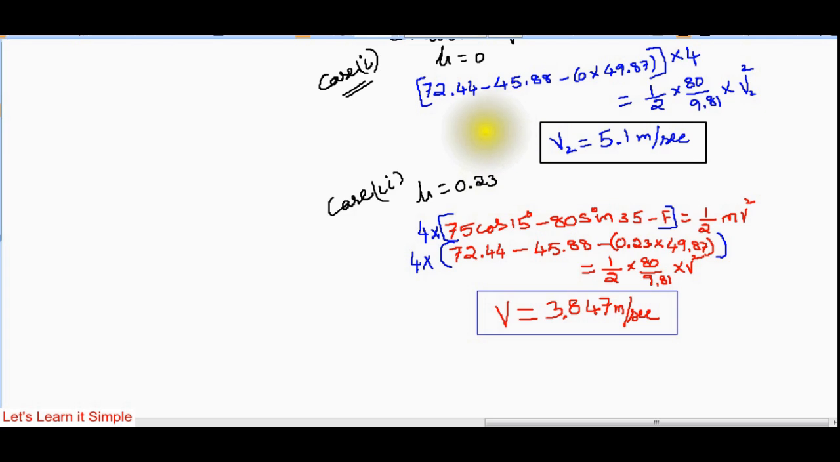If the surface is taken as smooth, then we'll have final velocity as 5.1 meter per second. If it has some coefficient of friction, then the final velocity will become v2 equal to 3.847 meter per second.